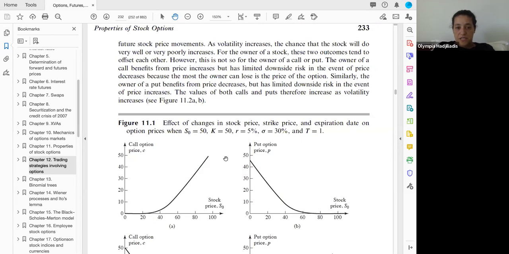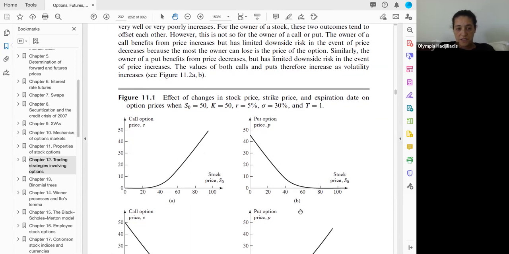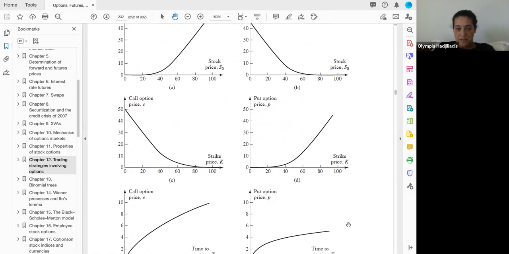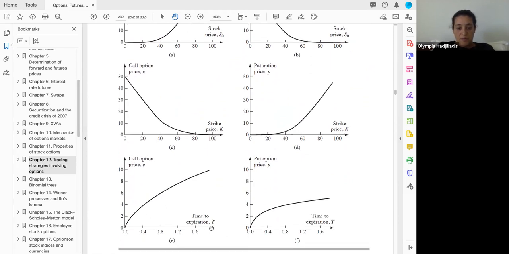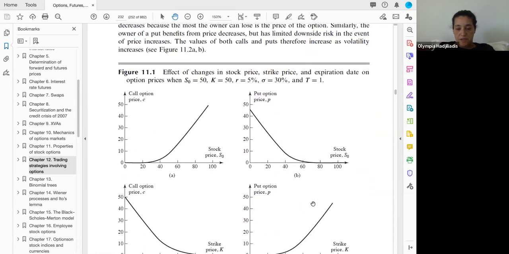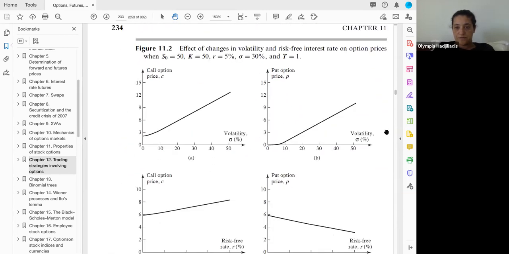So let's see figures 11.1 and 11.2. So we see the effect of changes. As the stock price increases, we see that the call option price increases, as we saw before. As the stock price increases, the put option price decreases, as we can see over here. As the strike price increases, the call option price decreases. As the strike price increases, the put option price increases. As the time to expiration increases, the call option price increases, and the put option price also increases. Okay, that's figure 11.1, and let's go to figure 11.2.